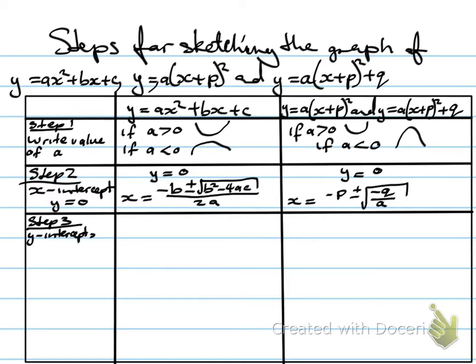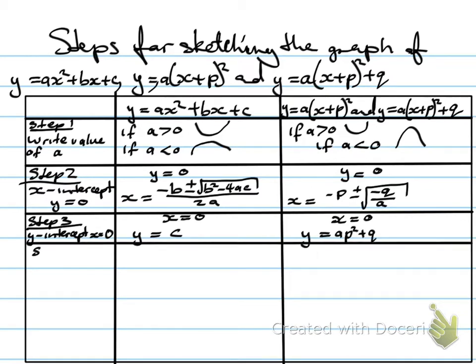So step number 3 is to find the y-intercept. Remember, for the y-intercept, x equals 0. So in the standard format, y will be equal to the constant c. And then in the completed square format, y will be equal to ap squared plus q, depending if the q is there, right?